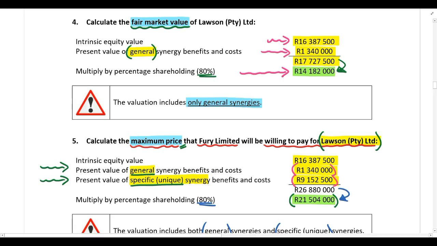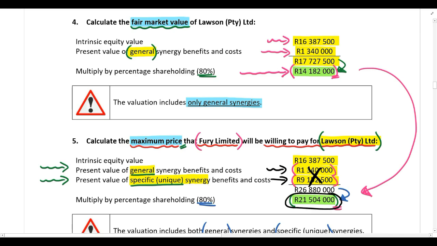So Fury Limited shouldn't pay 21.5 million if the next bidder is only going to come in just above 14 million. If they want to make sure that their offer is accepted, then they just need to make sure that they are better than the fair market value. But they definitely don't need to be better by that extent, because then they are definitely overpaying for Lawson Pty Limited. In addition to that, remember, these synergy benefits over here are not guaranteed. If these synergy benefits don't materialize and Fury pays 21.5 million rand for 80% of Lawson shares, then they are definitely overpaying for the transaction.